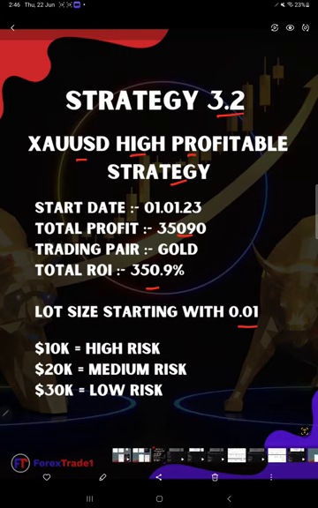If we want to select the risk here, we have an option: if we connect this strategy on a 10,000 balance, high profit and high risk will be included there. So every month we can expect a profit of around $9,000 to $10,000. If we connect $20,000 of initial capital, it will be medium risk, and if we connect $30,000, it will be lower risk. The profit will be fixed at around $9,000 to $10,000.